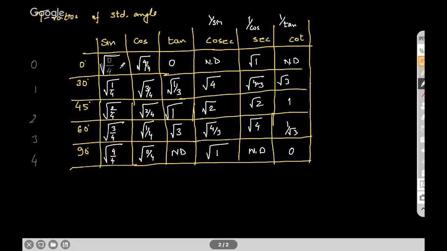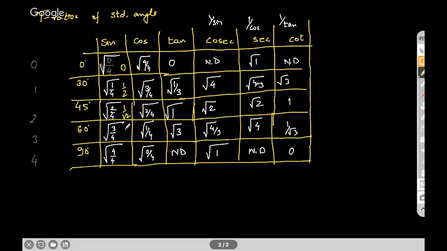So for sine, what do you need to write? Root of 0 by 4, 1 by 4, 2 by 4, 3 by 4, 4 by 4. In this order, 0, 30, 45. And then if you don't want to put these root signs all over, you can simply write 0 and then simplify. You can do this on the side or on a rough sheet.